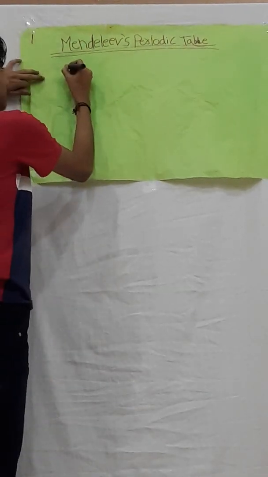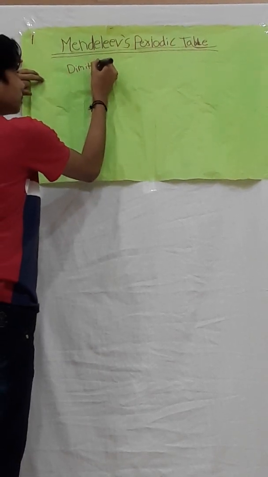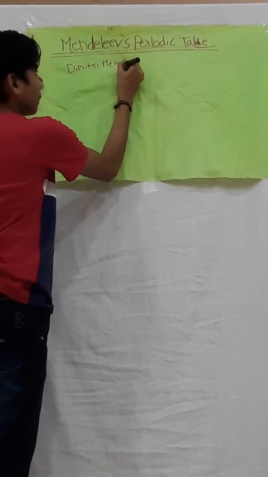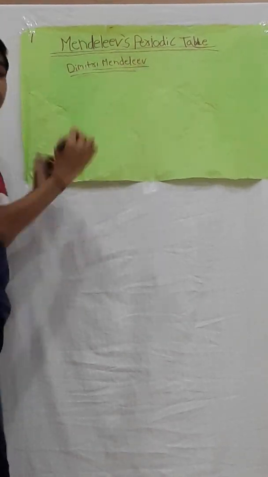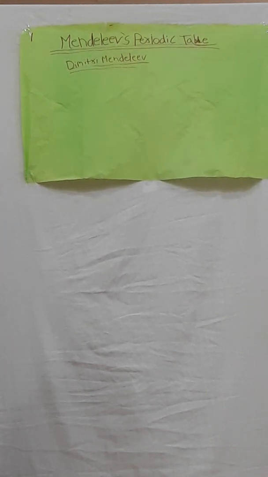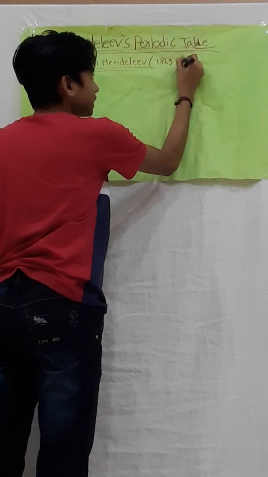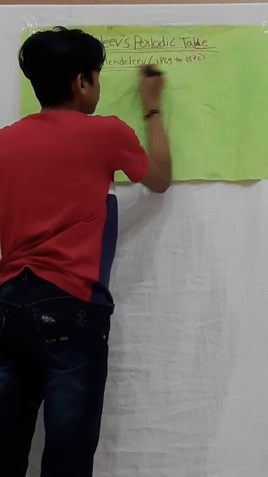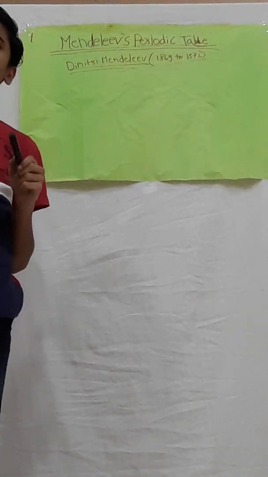The Russian scientist Dmitry Mendeleev developed the periodic table of the elements in the years 1869 to 1872.